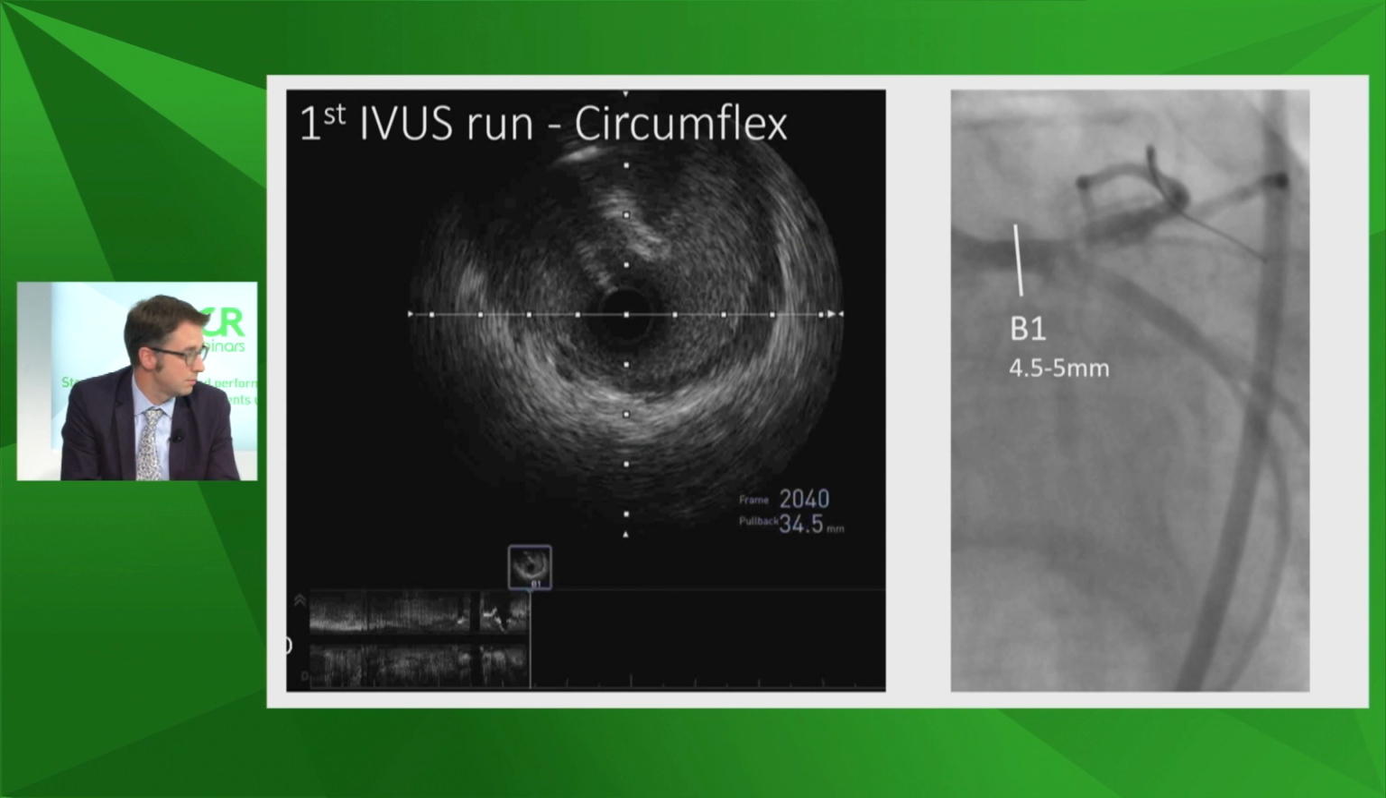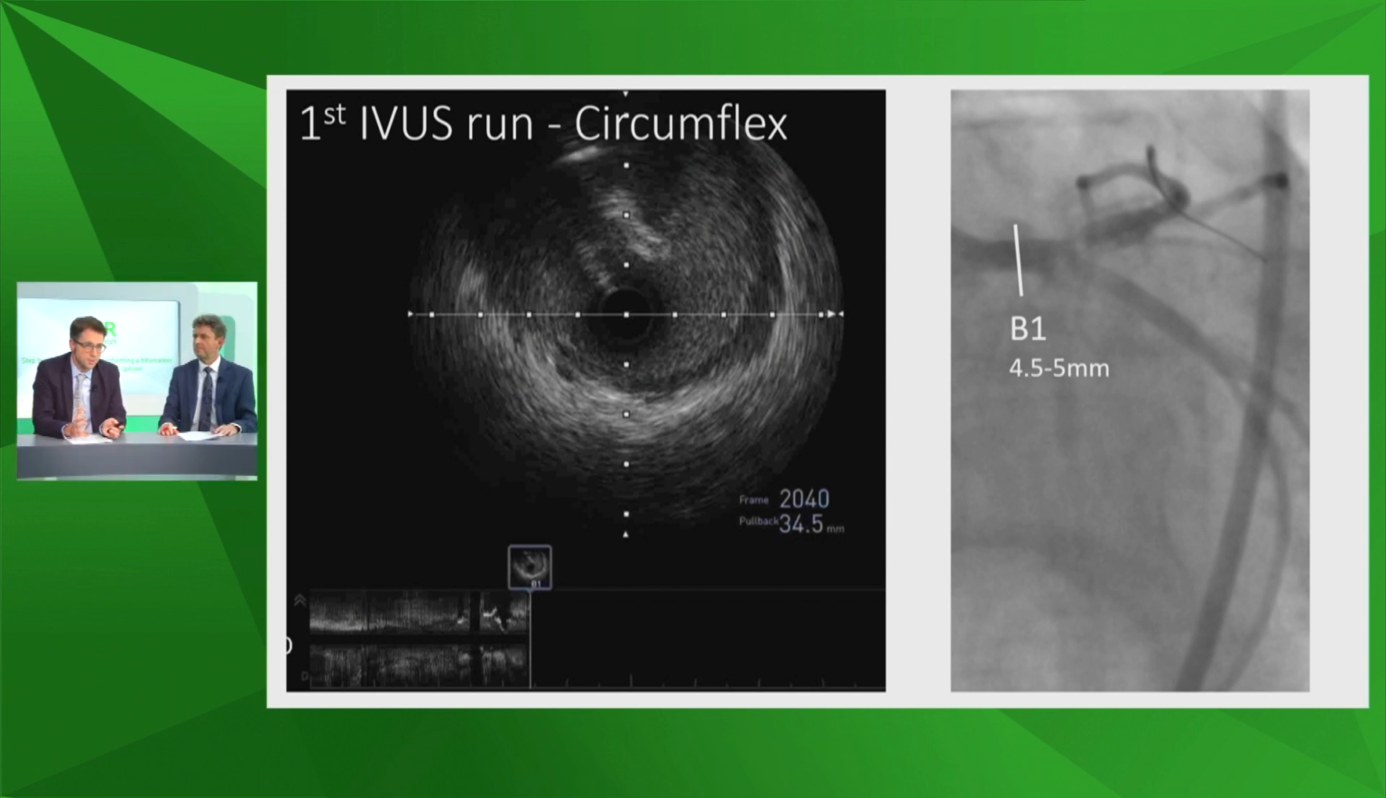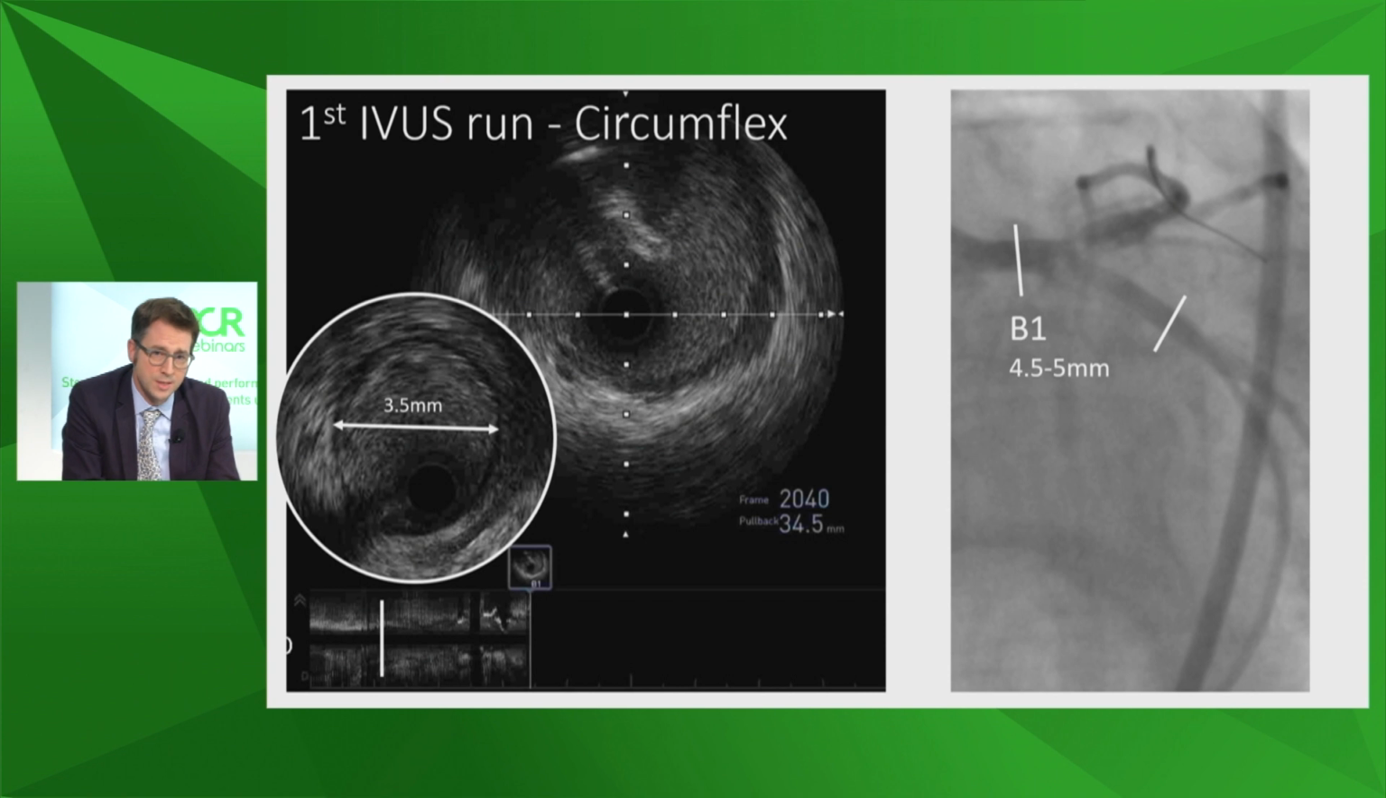Is it calcium? Is there thrombus? How big is the vessel? Where does the disease burden sit? So this is the first run from the circumflex back to the left main, and we see that we have a reference distally of 3.5 millimeters in the proximal circumflex.